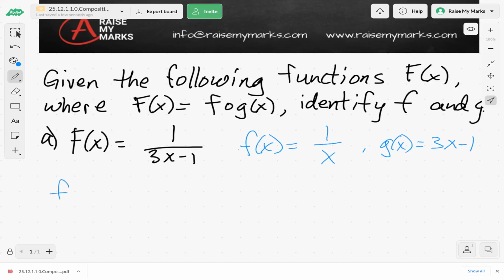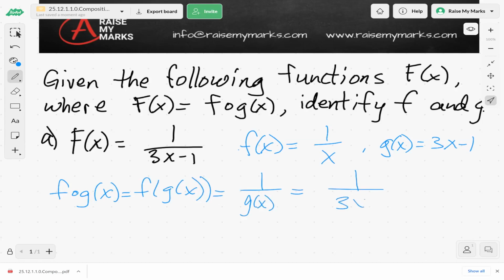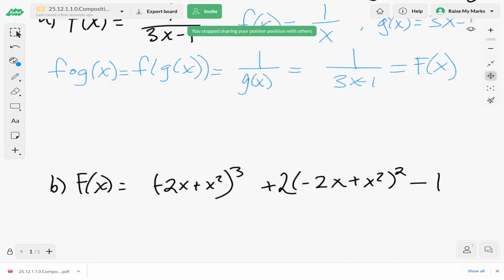So let's try. Let's take the composition of little f and little g and see what we get. All right, so 1 over g of x equals 1 over 3x minus 1, and this does indeed equal the function capital F of x that we're given. So little f of x is 1 over x, and little g of x is 3x minus 1. Good, let's look at our next function.